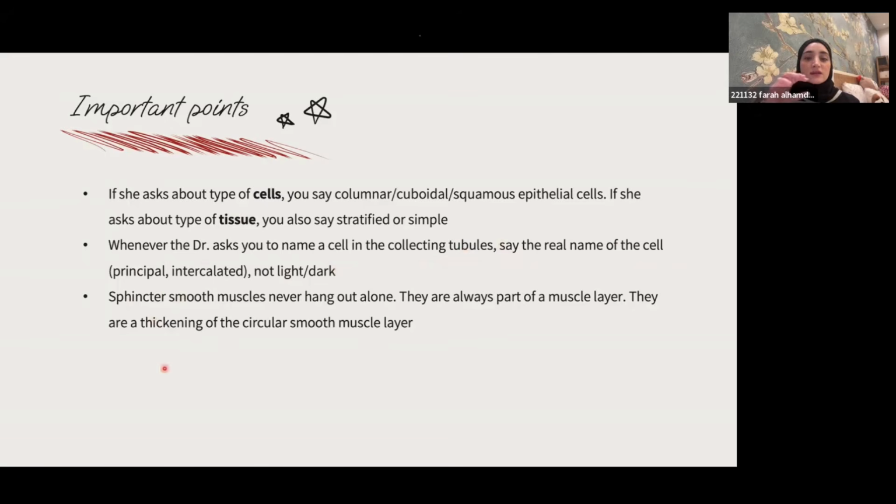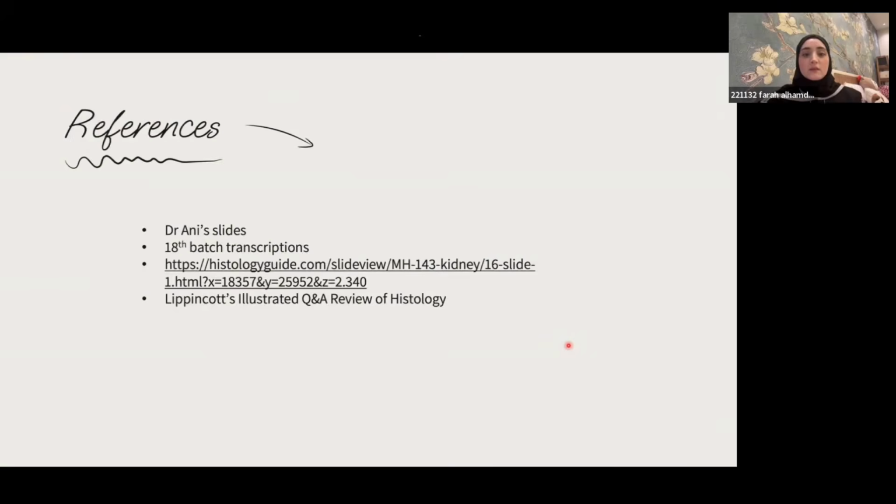And sphincter smooth muscles never hang out alone. They are always part of a muscle layer. They are a thickening of the circular smooth muscle layer. So the internal urethral sphincter was a thickening of the detrusor muscle of the bladder. And the external urethral sphincter was part of the urogenital diaphragm at the bottom.